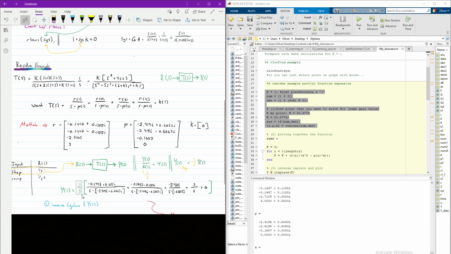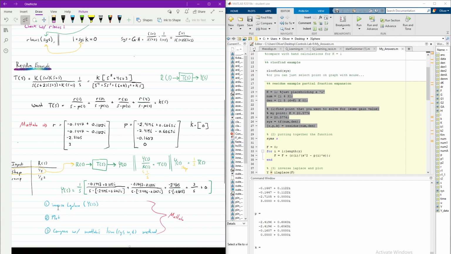So here it is. Here's the input, 1 over s. Here's our partial fraction expansion with all the terms that we found in MATLAB. And we're going to do an inverse Laplace in MATLAB. We're going to plot it, and we're going to compare it with something that we're familiar with using LSIM.